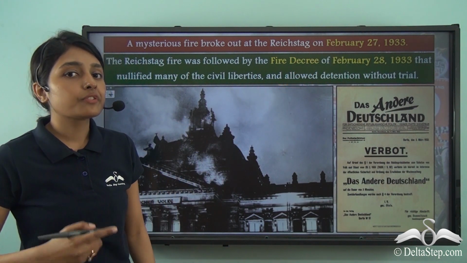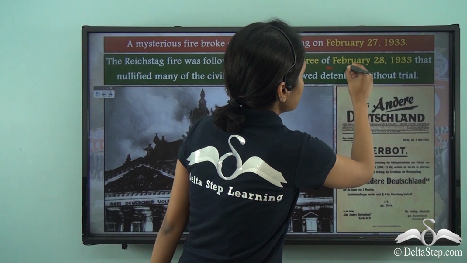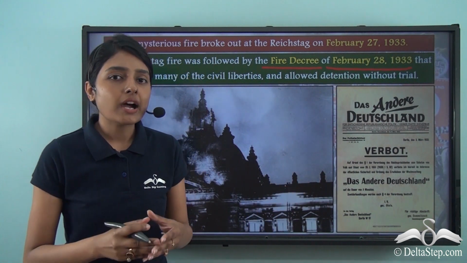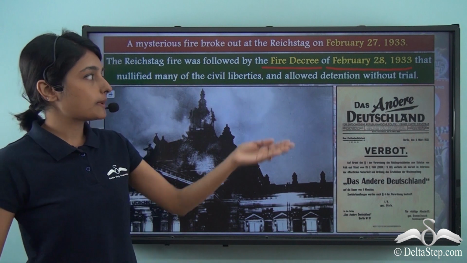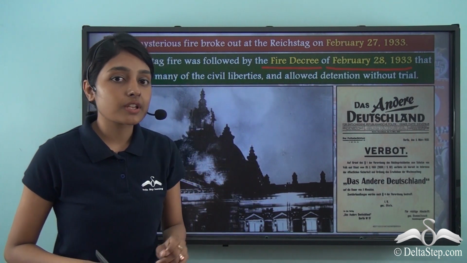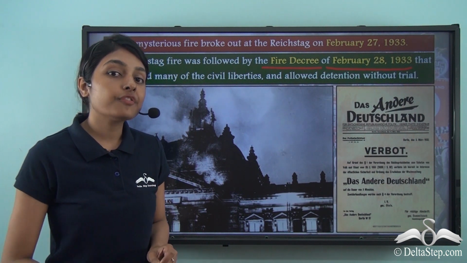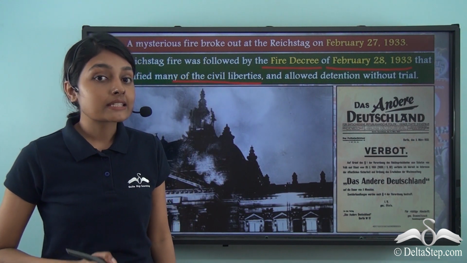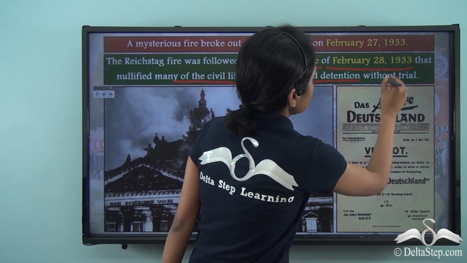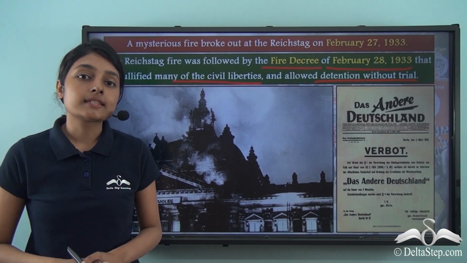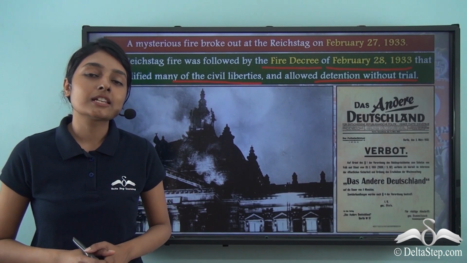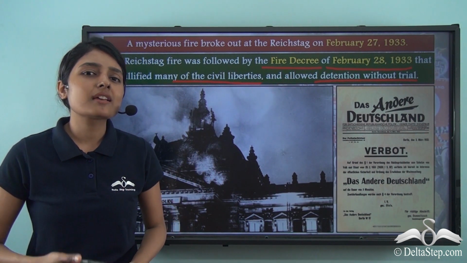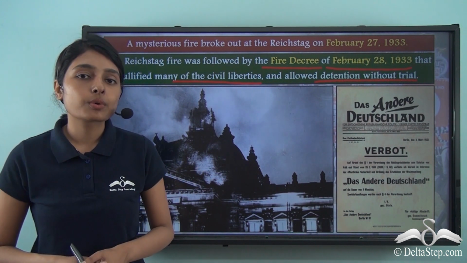Following the fire, on the very next day, that is on February 28, 1933, the fire decree was passed. Now the fire decree was a very important thing to be passed at this point of time, because this fire decree was trying to abolish all traces of democracy. The fire decree nullified many of the civil liberties of the citizens, and most important, it allowed detention without trial. So the civil liberties, the freedom and independence that the Germans enjoyed under the Weimar Republic were now nullified by this fire decree that was passed immediately after the mysterious fire broke out at the Reichstag.